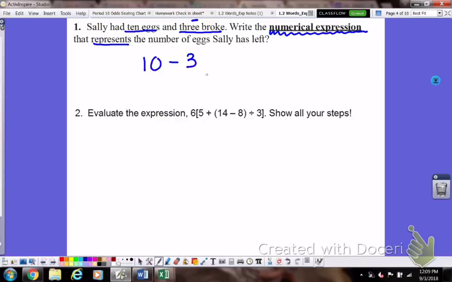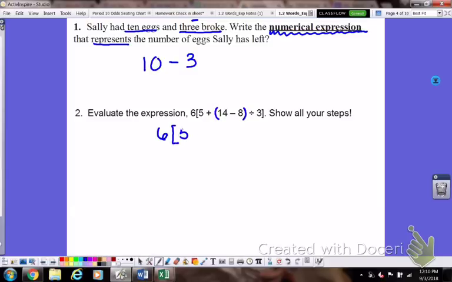And number 2, evaluate the expression 6 times 5 plus 14 minus 8 divided by 3. Show all steps. And this is just some more practice of evaluating expressions with multiple grouping symbols. So if we bring down our 6, go inside this bracket, remember parentheses will come first.